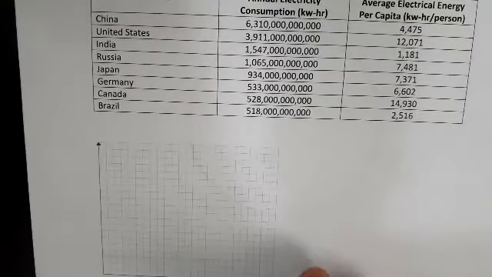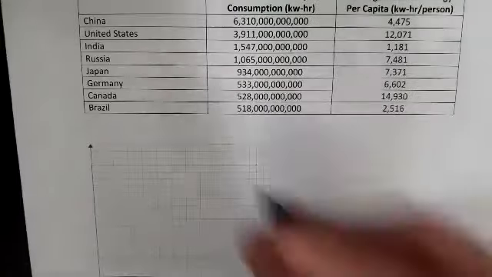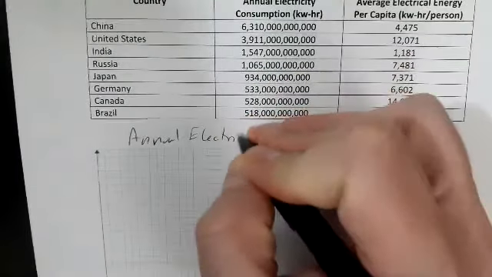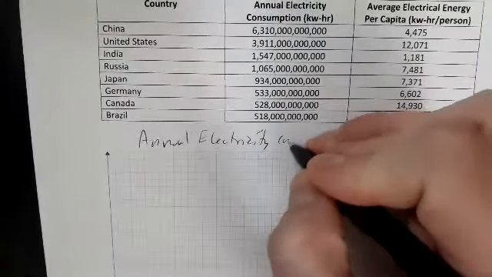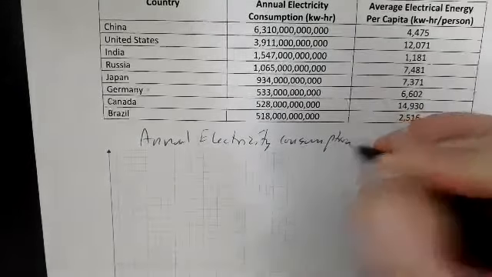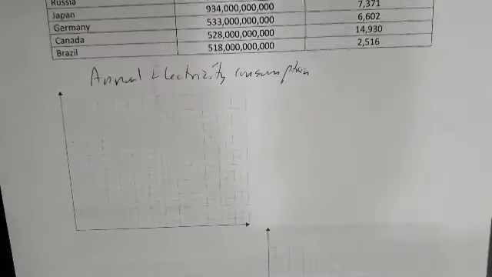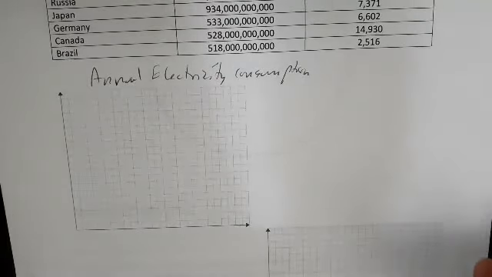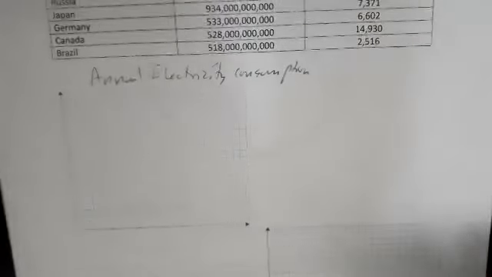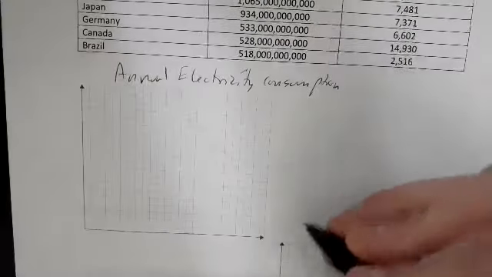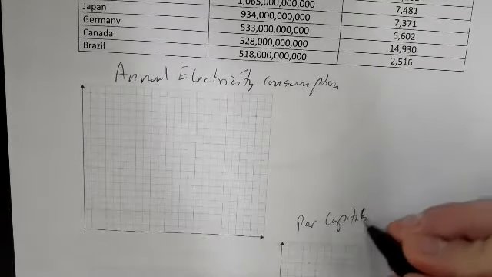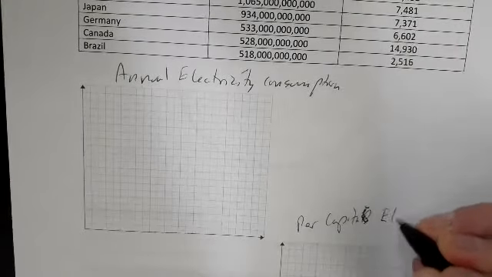One of the first things we really need if we're going to make a bar graph is a title. And I try to stagger them a little bit. This one's going to be my annual electricity consumption, trying to give us enough space to write in the labels and everything without these graphs crashing into each other. So annual electricity consumption is going to be this one. This one is going to be per capita electricity consumption.